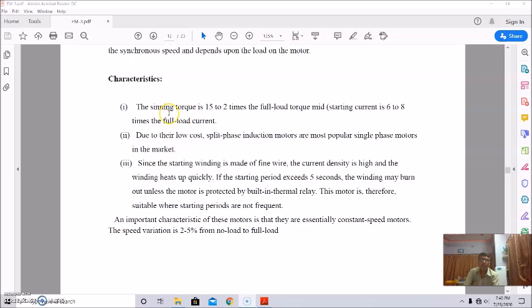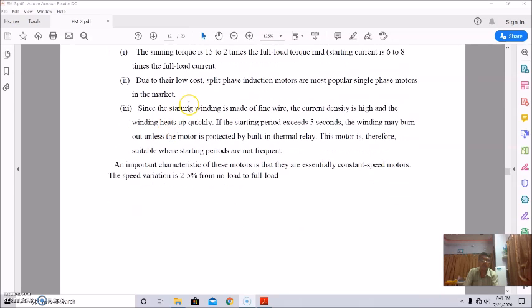The starting torque is 1.5 to 2 times the full load torque. Maximum torque is 6 to 8 times the full load torque. So this is the running torque.